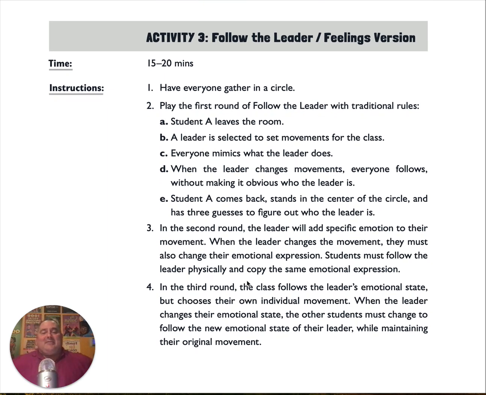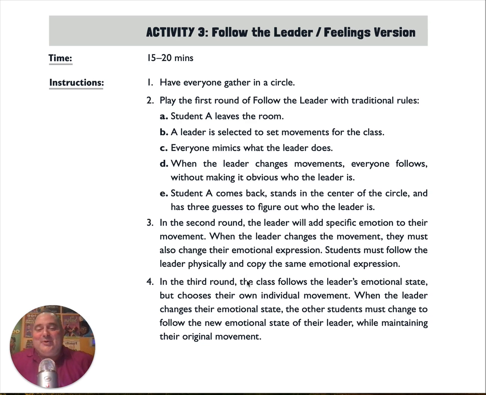Student A comes back, stands in the center of the circle, and has 3 guesses to figure out who the leader is. I do it once, bring back first grade, back to whatever grade you're teaching. It's cute. All right, but in the second round, the leader will add specific emotion to their movement. That's the key. That's why we make it the feelings version. When the leader changes the movement, they must also change their emotional expression of how they're doing that. It's going to be a lot of fun. Students must follow the leader physically and copy the same emotional expression.